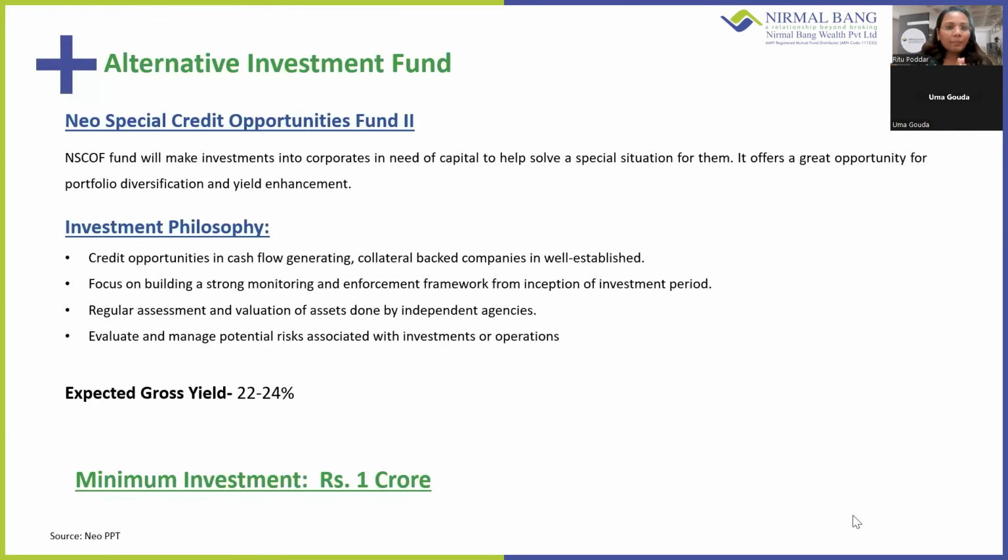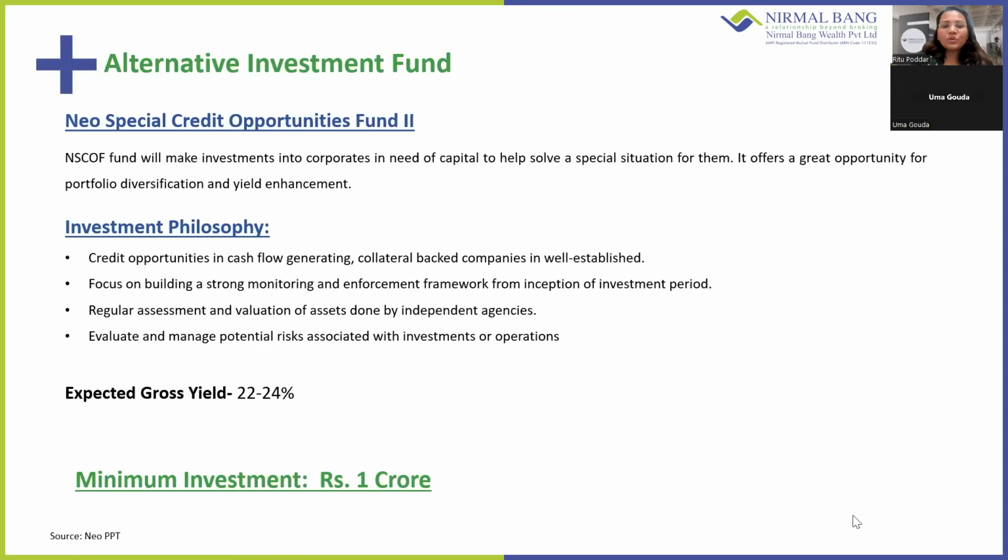Again, ये डिपेंड करता है what all the products you are picking up. As of now we are talking about Neo Special Credit. Expected gross yield is 22 to 24%. Few products which take a little lesser risk, you will see a return range or gross yield range of around 16 to 18%.